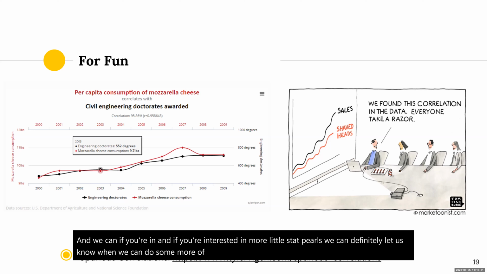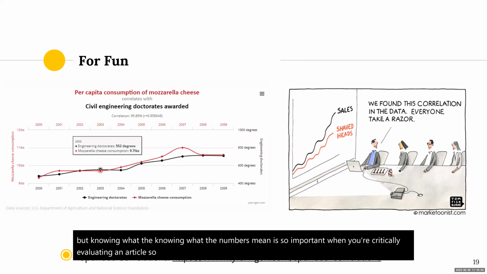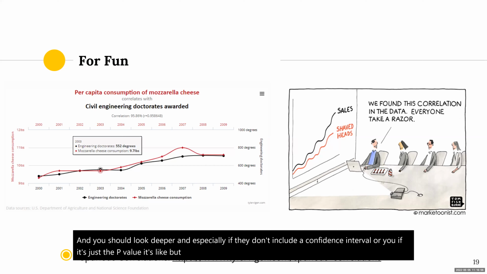The math is not the strong point for me either, but knowing what the numbers mean is so important when you're critically evaluating an article. So if they're just reporting statistical significance, you should look deeper, especially if they don't include a confidence interval, or if it's just a p-value. It's like, but does this matter? I want to see all three.